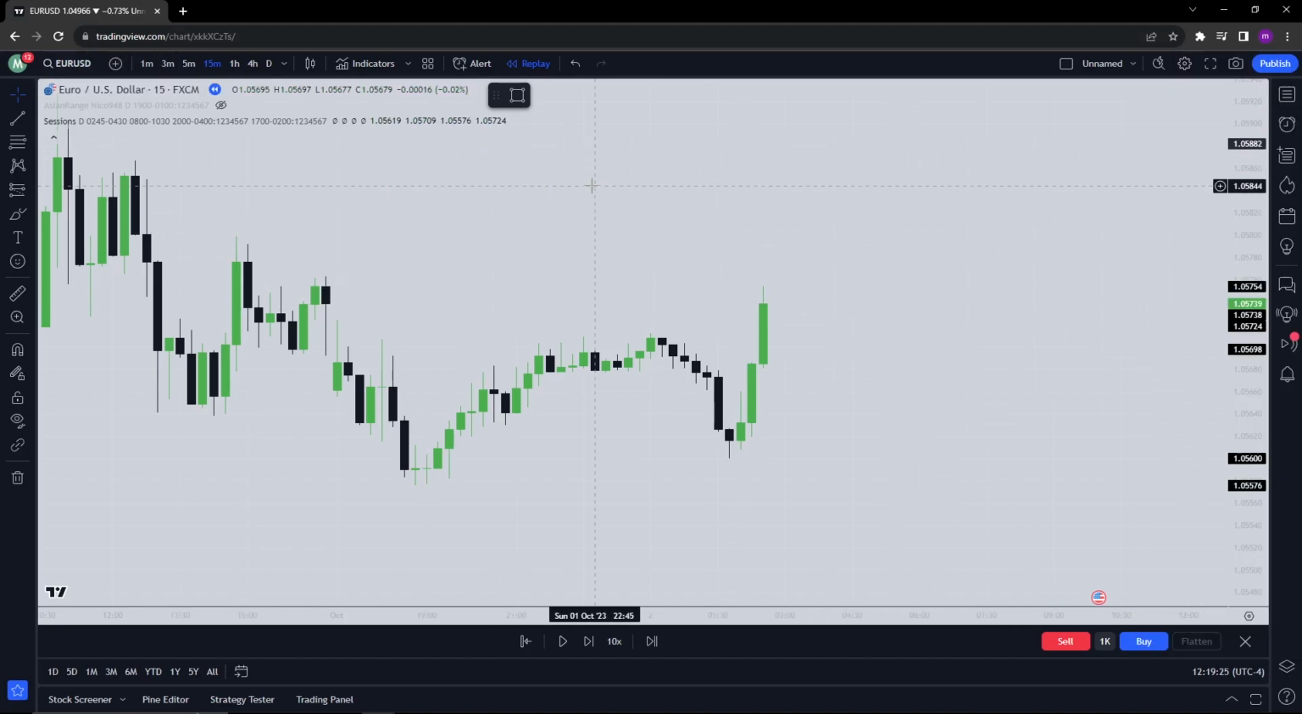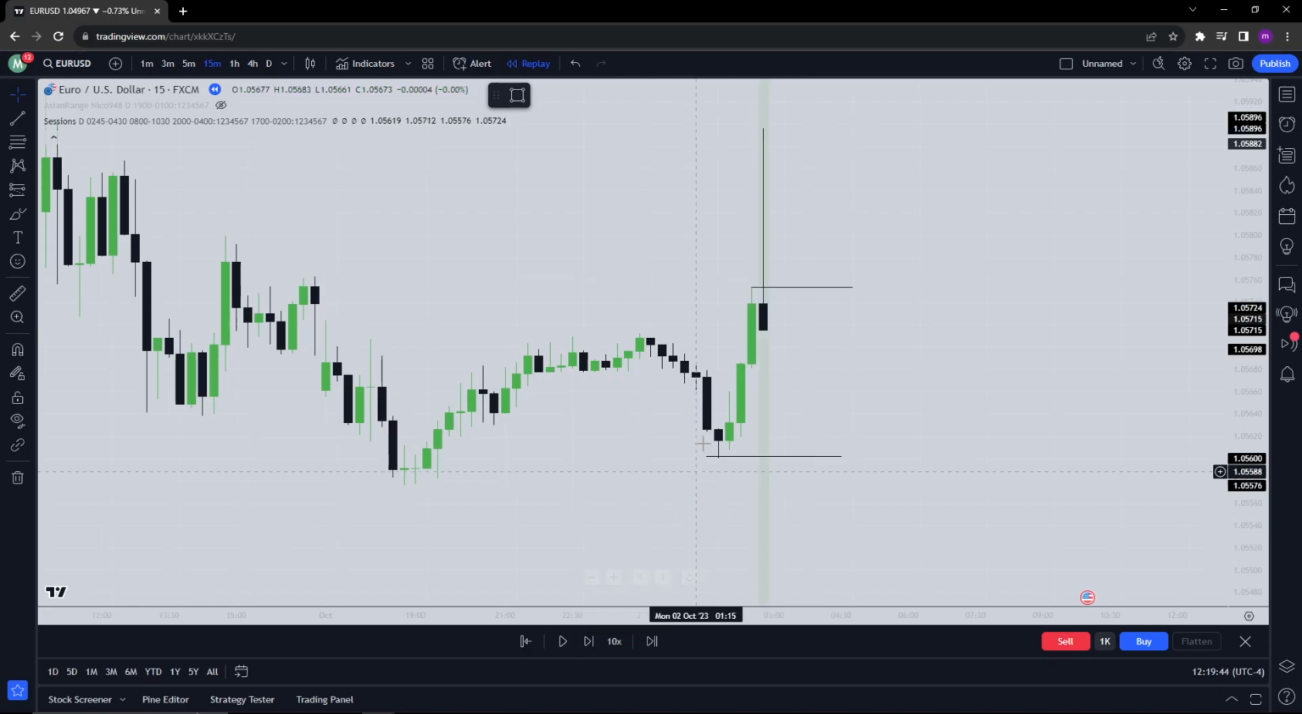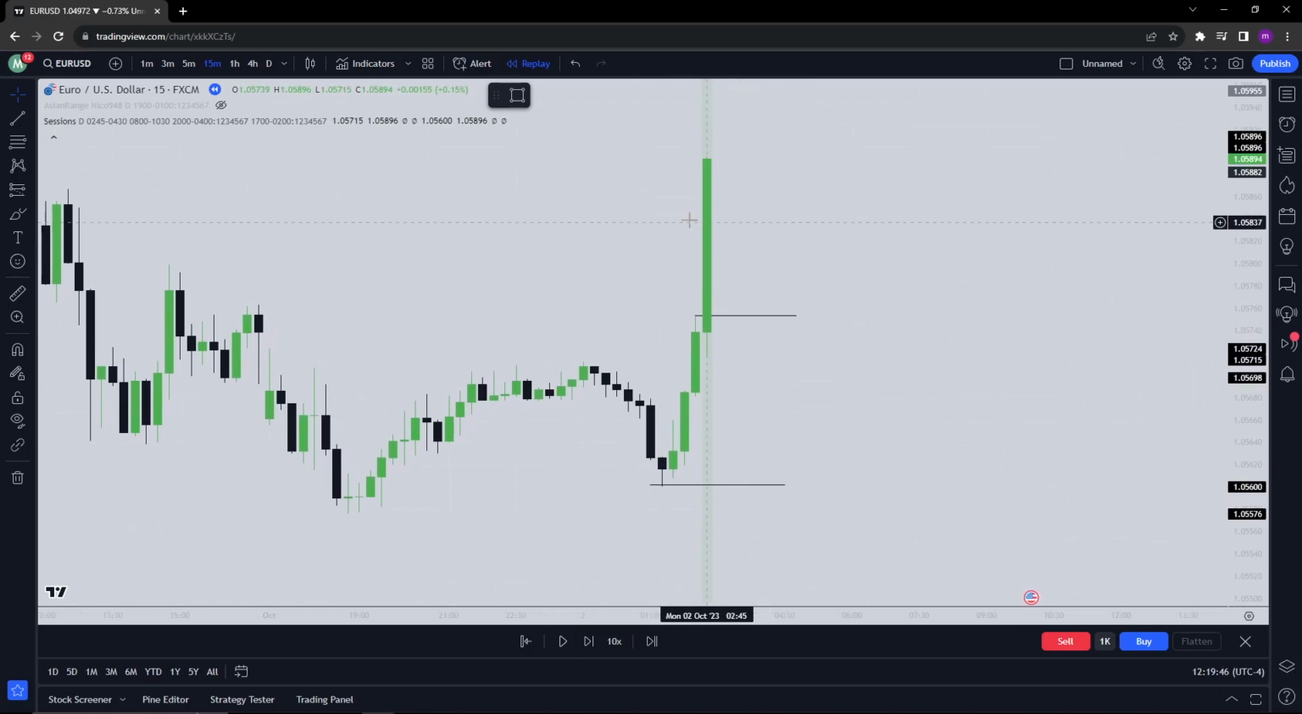Now, the first step that we need to do is identify liquidity on the 15 or 5 minute time frame, which is right over here. We have our high here and we have our low right over here. After we've identified our liquidity, the next thing we want to do is wait for a liquidity sweep. If I play the market out, you can see we are given our liquidity sweep right over here.